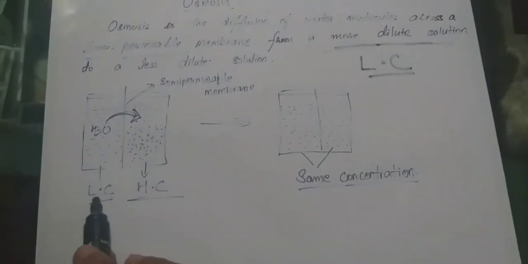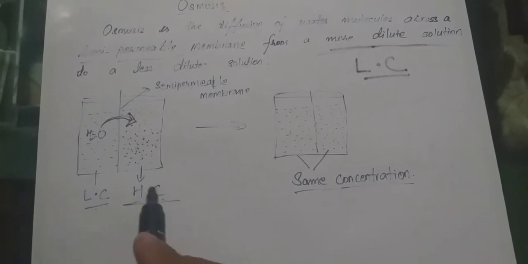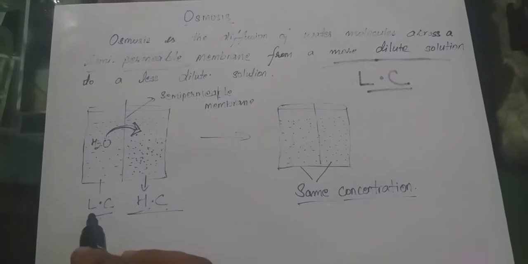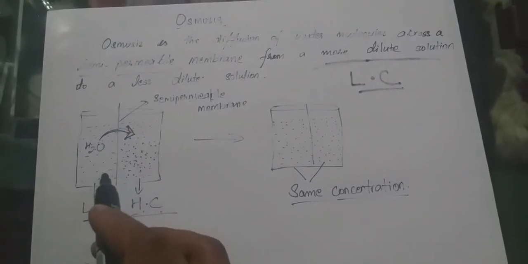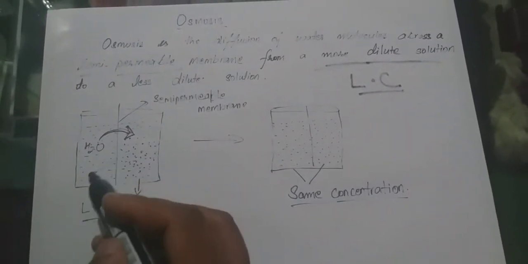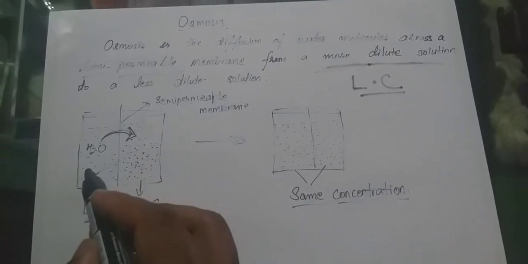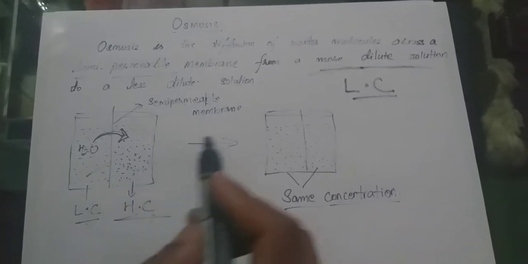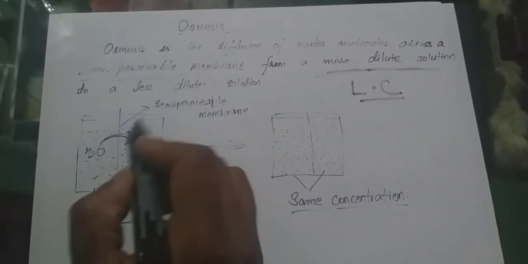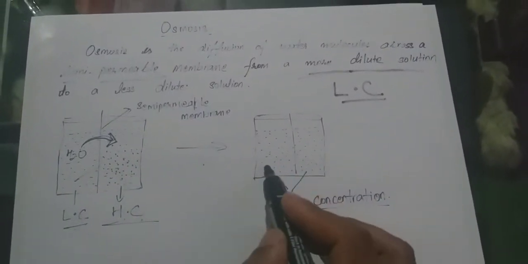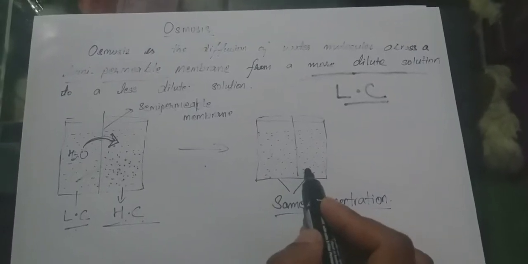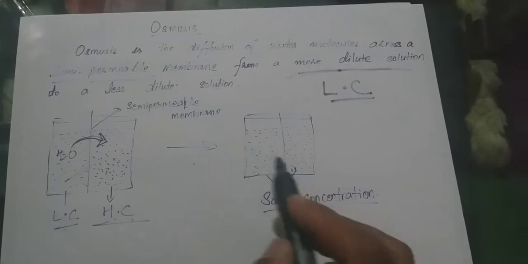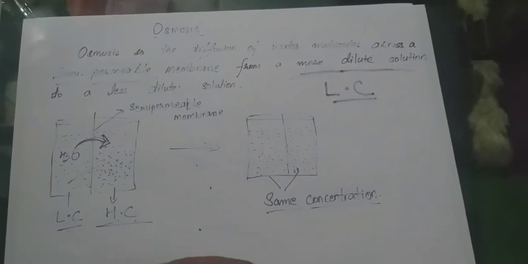You can easily see less concentration and high concentration. More dilute solution means a large number of water molecules. So the water molecule is moving from the lower concentration area to the higher concentration area through the semi-permeable membrane, until the concentration on both sides becomes equal. So this particular process is known as osmosis.